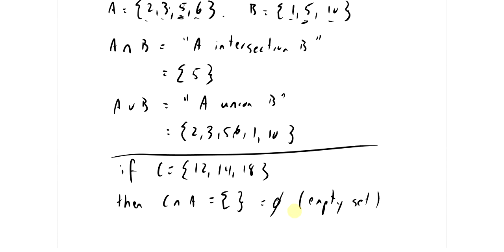Okay, so intersection, you're only looking at things that are in both at the same time, in both lists. A union B is everything in A or everything in B. Just take both lists, throw them together, but don't double count anything. 5 is in both. So you only need to write it down once.